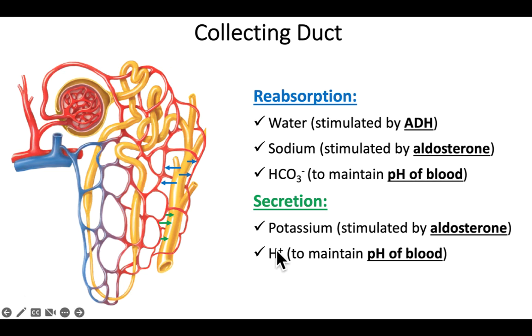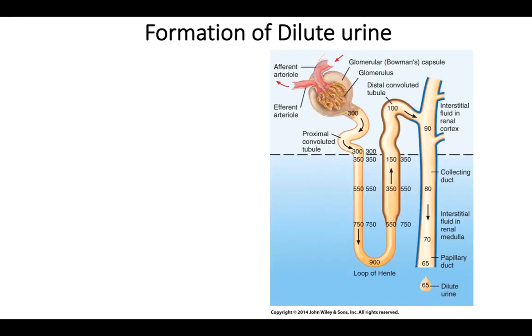If your blood is more basic, we don't do as much of this. We'll let some of that buffer go, and we won't secrete as much hydrogen ion. So the collecting duct, again, is a target of ADH and aldosterone, and it helps regulate blood pH. This picture kind of goes through how ADH works.